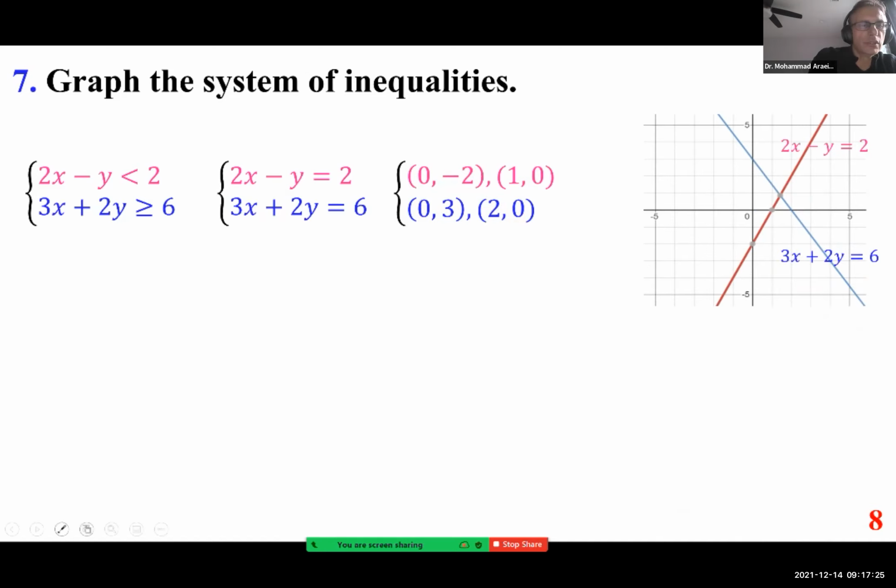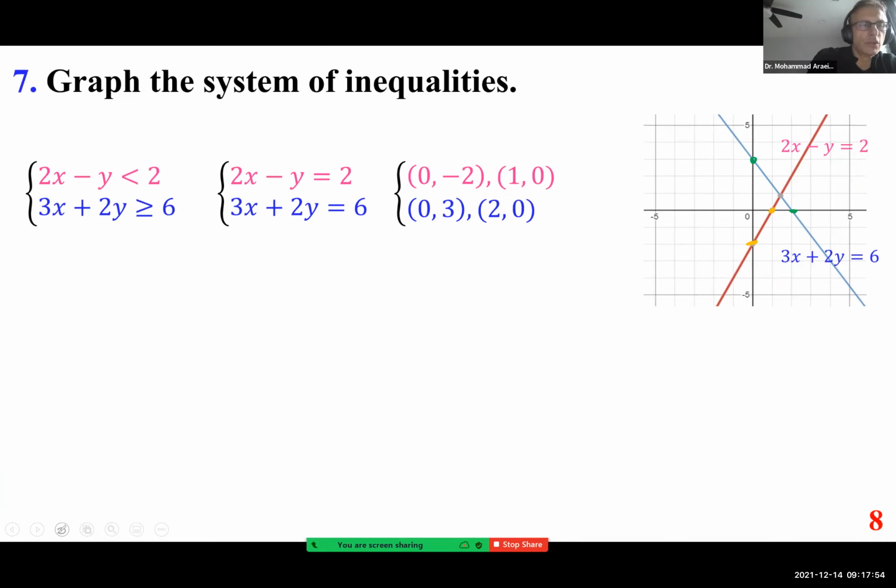And let me just quickly show you those intercepts. So we have 0, -2 here. Maybe hard to see, but now you see it. This is 1, 0. It's a different color for the other one. We have 0, 3 here, 2, 0 here. And we are not done.